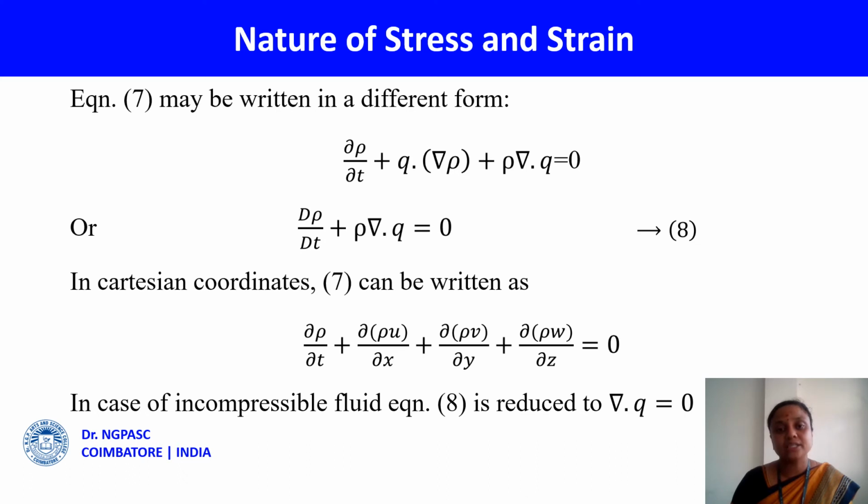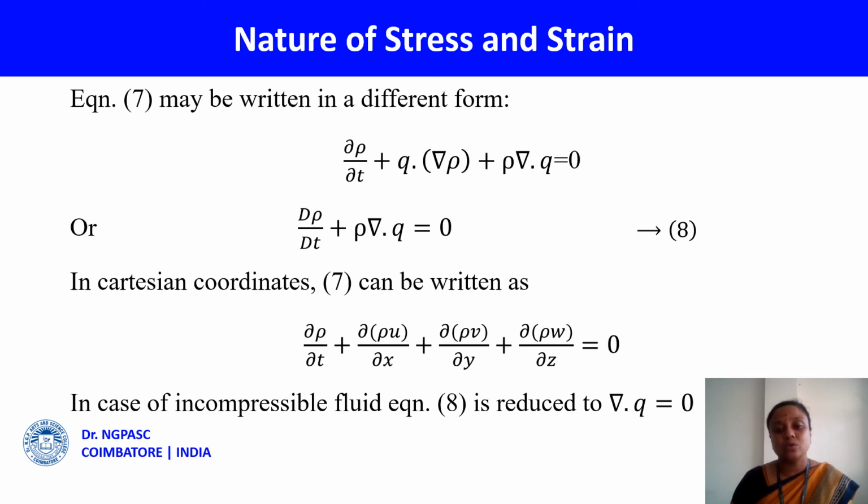We know that dou by dou t plus q dot del is nothing but d by dt. So from this we can club the first two terms as d rho by dt plus rho into del dot q, which is equal to 0. In Cartesian coordinates, the material derivative d by dt can be expressed as dou by dou t plus u dou by dou x plus v dou by dou y plus w dou by dou z, so that we can apply it here.